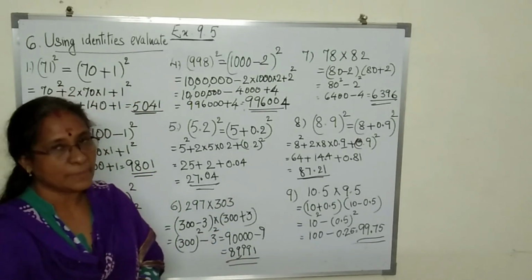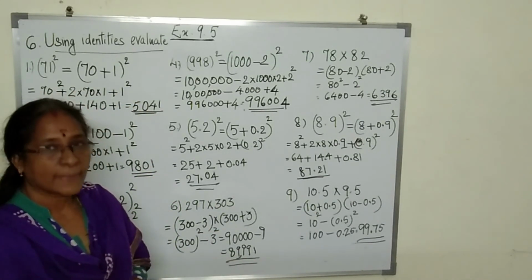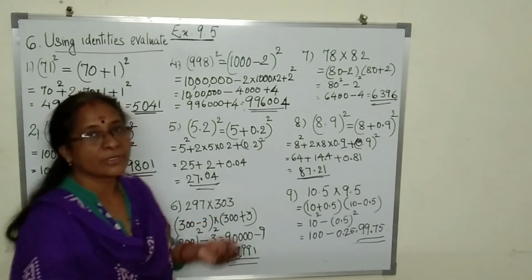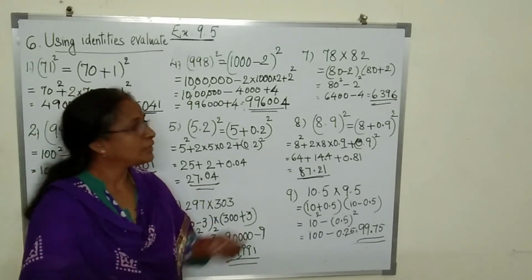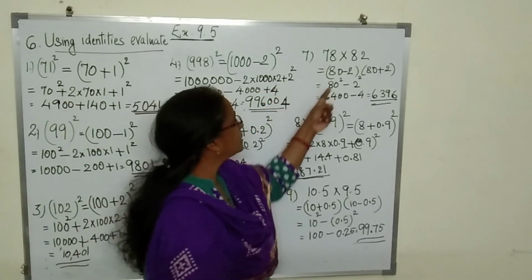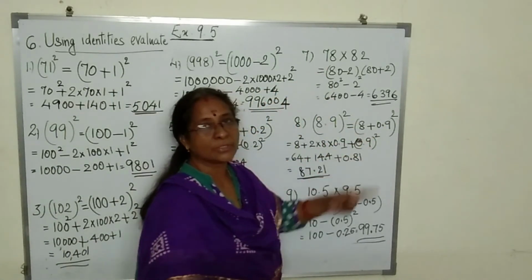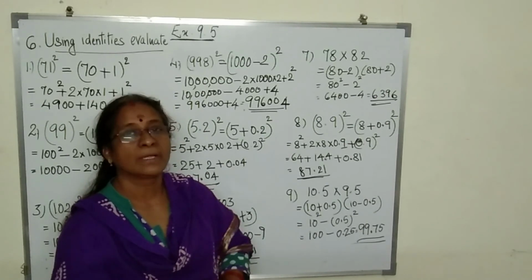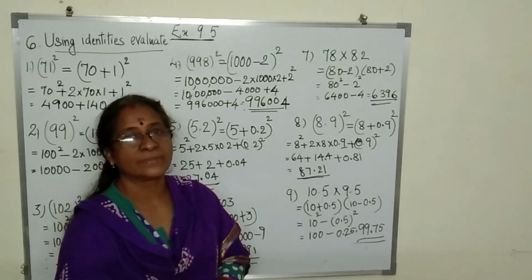Isn't it easy? Very easily, very fast you can find out the squares of the numbers as well as the product of some numbers using the identities. Now when you practice this with many sums, without doing even all these steps, you can directly do this. So take numbers yourselves and practice yourselves.